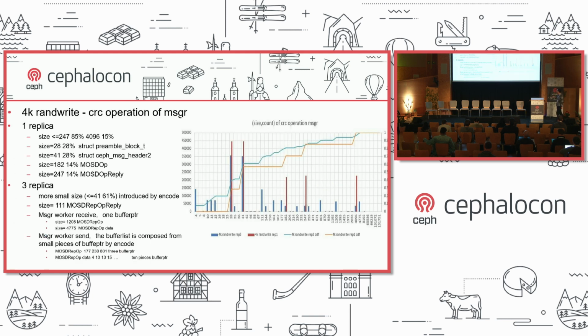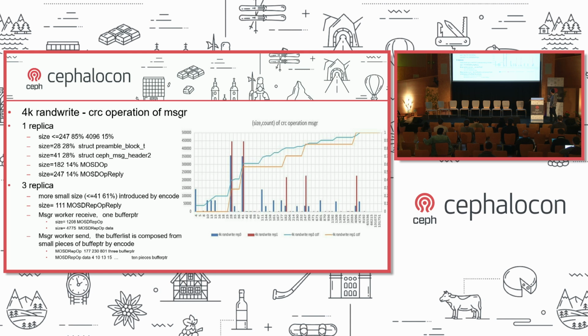So next we analyze the random write operation. For one replica, there is a similar pattern as the random read. The small size is 85%. But for 3 replicas, it is more complicated. You can see there are so many different sizes here.